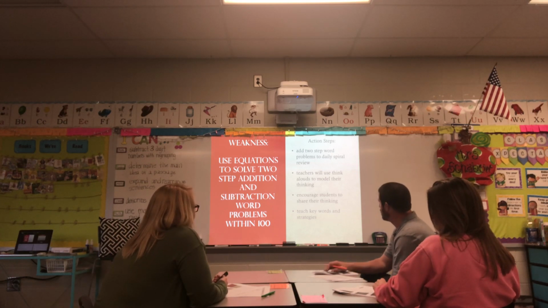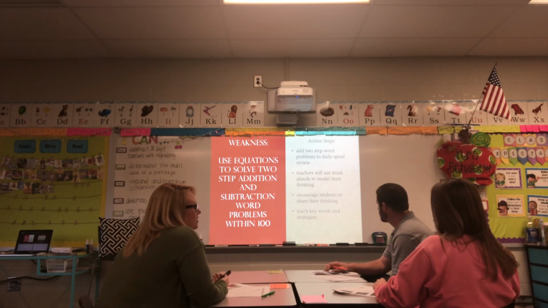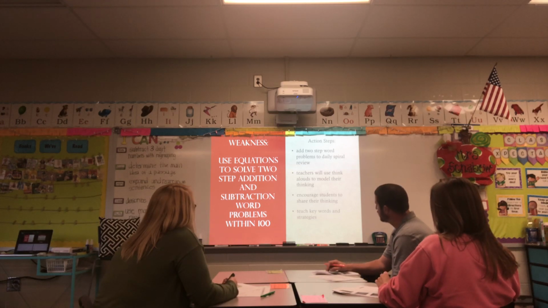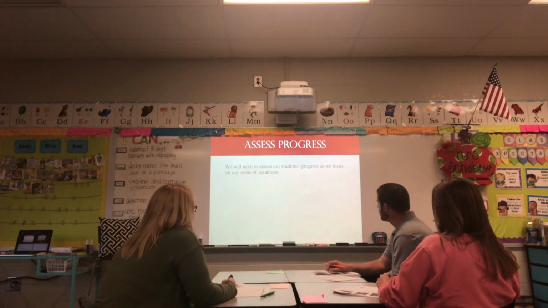And then to teach those key words, what are they looking for? You know, how much is left or how many more? We want to teach them to look for those things and what those key words are telling you to do. So those are the action steps we're going to take to help our kids with the word problems.